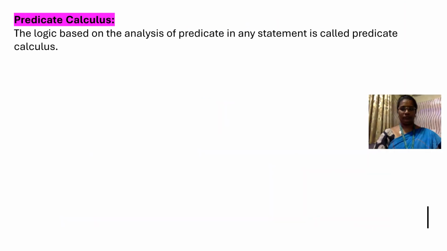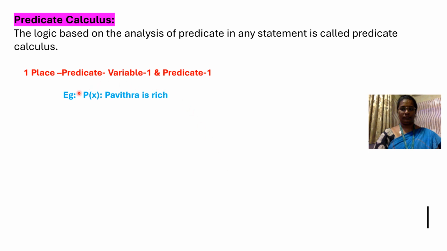So what basically is predicate calculus? The logic based on the analysis of predicate in any statement is called predicate calculus. So there are n place predicates to be defined. Let us look into what is a one place predicate. A one place predicate will deal with one variable and one predicate.